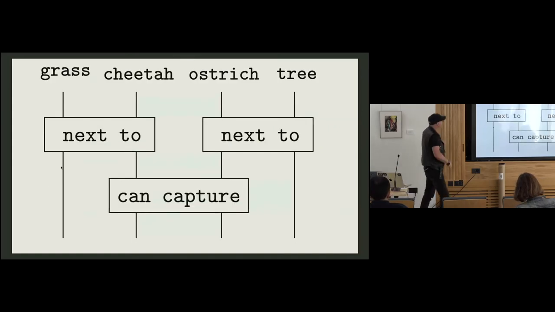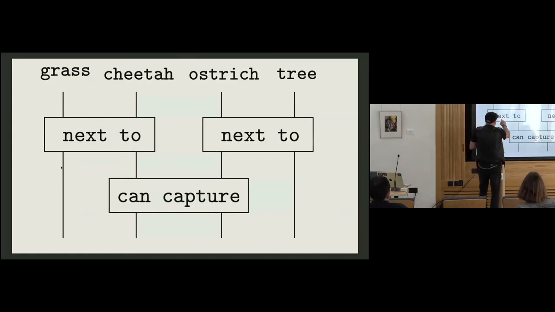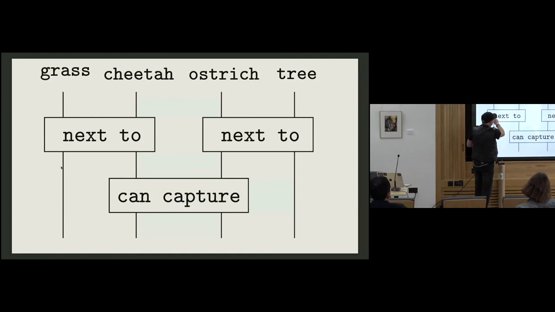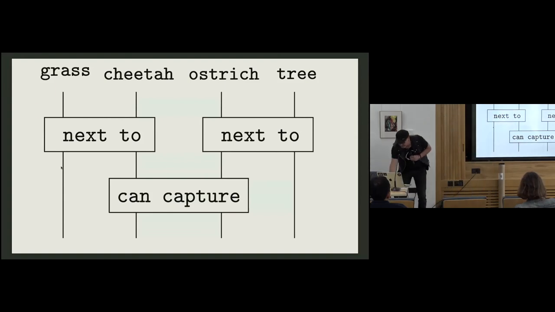Again, the circuit is much easier. The cheetah next to the grass, the ostrich next to a tree, and then one can capture the other. You see, it becomes harder to say this. And the reason is because our language wants to be online, and this thing is not online. And it's actually becoming ambiguous how I can say this. I could say the cheetah next to the grass can capture the ostrich next to the tree, or whatever. You see, it can go. I think I have to run out.